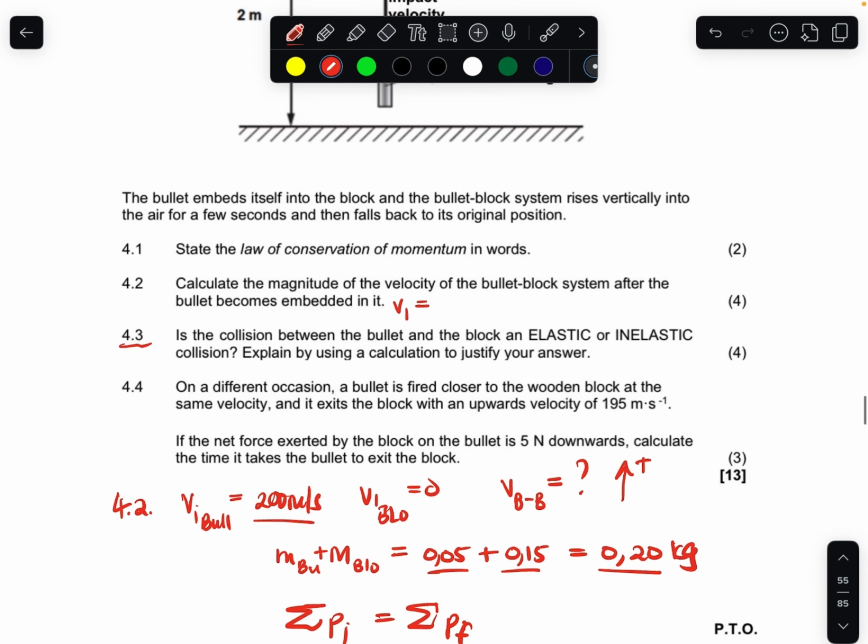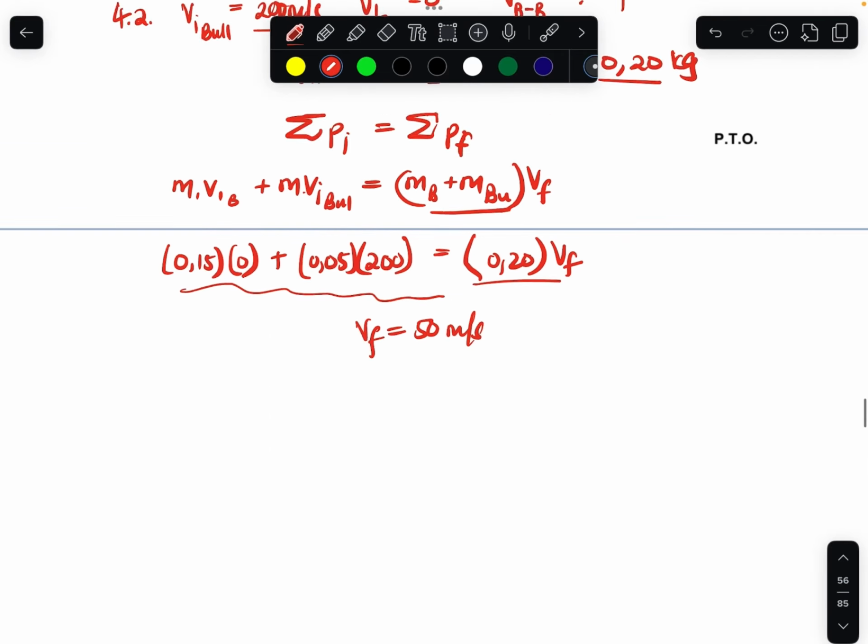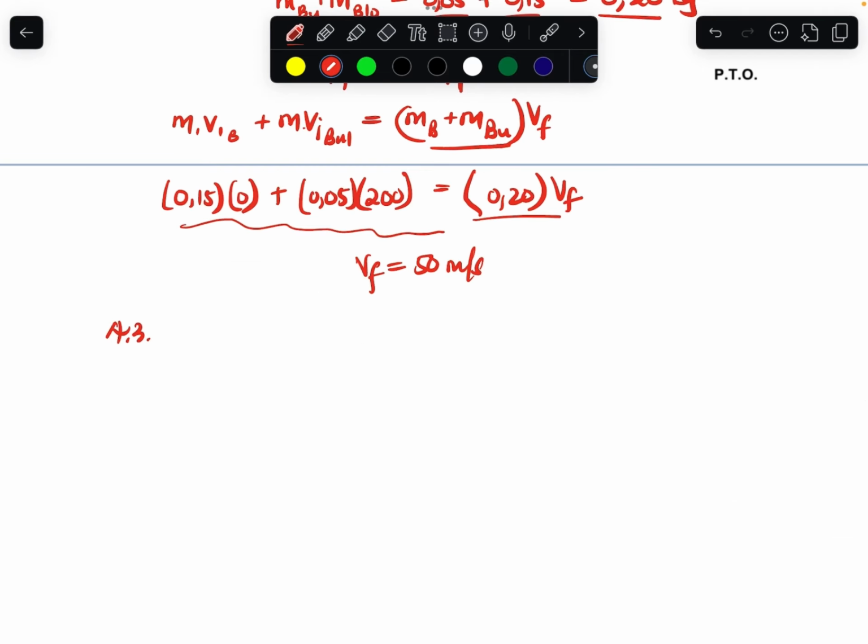Now, 4.3: is the collision between the bullet and the block elastic or inelastic? Explain by using calculation. So we're going to explain it by using calculation in 4.3. We're going to calculate the total kinetic energy before, which is equal to half m v squared: the kinetic energy of the block before plus the kinetic energy of the bullet before.